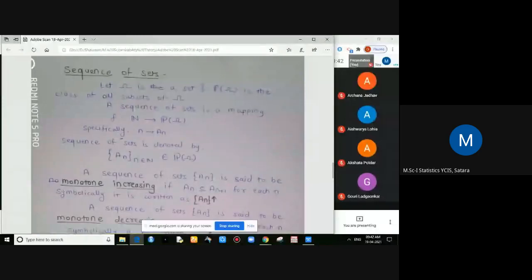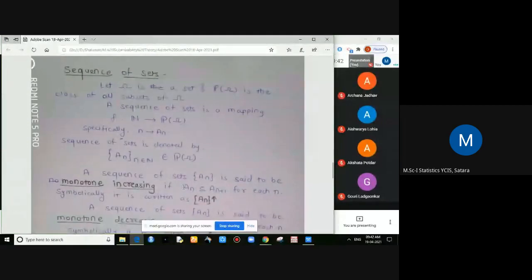Symbolically, it is written as the sequence An with an upward arrow. The upward arrow indicates the increasing trend. That is, this sequence An is a monotonically increasing sequence. If An is a subset of An plus 1, for example, if A1 is a subset of A2, and A2 is a subset of A3, that means the sequence shows the increasing trend. Then we can say that the sequence is monotonically increasing.